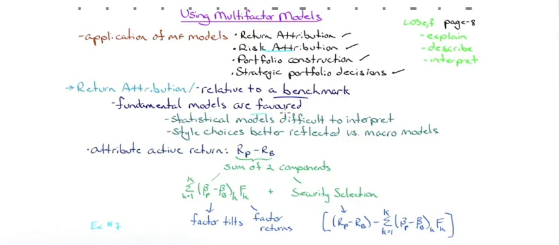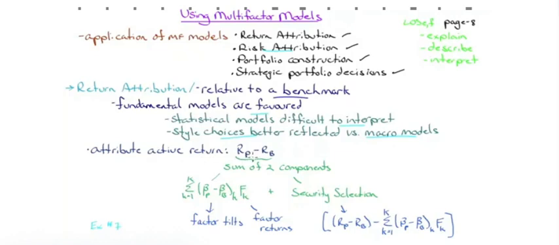Fundamental models are favored for return attribution. Statistical models, as we said, are too difficult to interpret. And we've already seen in that paper that we looked at in one of the previous examples that a fundamental model seems to be a lot more explanatory than a macroeconomic model. And even adding macroeconomic variables to a fundamental factor model doesn't improve the model whatsoever. Style choices are simply better reflected in a fundamental model versus a macro model. So fundamental models are typically favored.